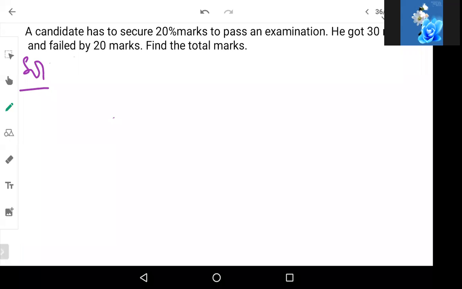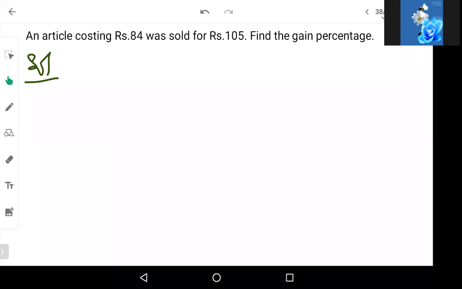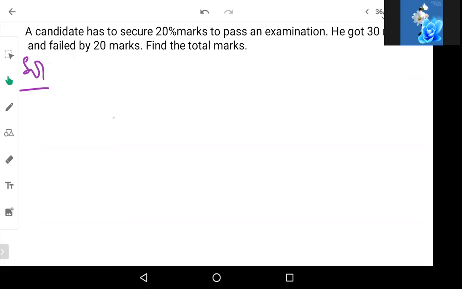Let us go to the next question. A candidate has to secure 20% marks to pass the examination. He got 30 marks and failed by 20 marks. Find the total marks. Now, here, if you see, he is supposed to score 20% to pass the subject. Now, out of 20% marks, he has got 30 marks, but he has failed by 20 marks. Okay, so this is the question.